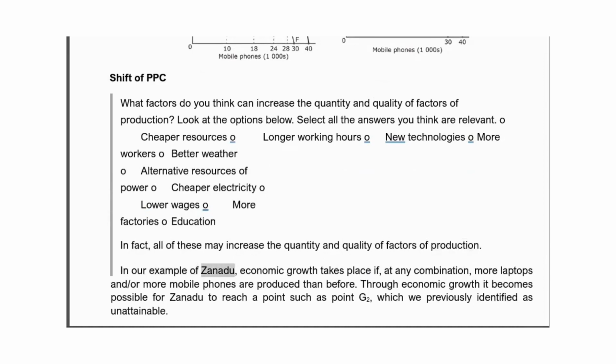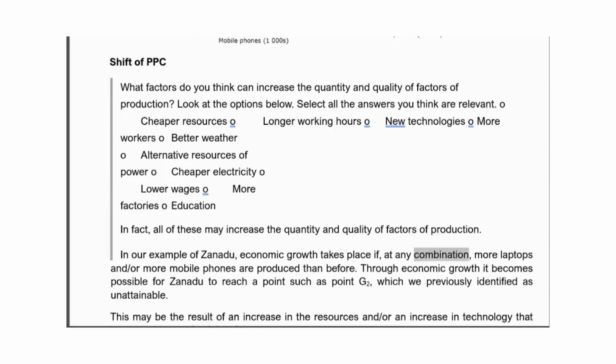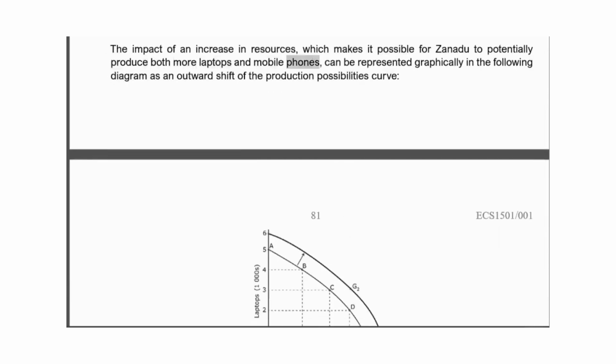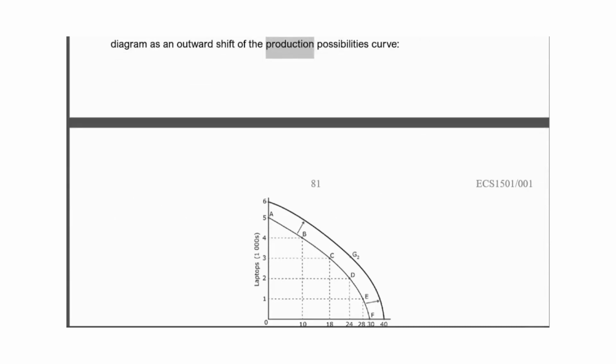In our example of Xanadu, economic growth takes place if, at any combination, more laptops and/or more mobile phones are produced than before. Through economic growth it becomes possible for Xanadu to reach a point such as point G2, which we previously identified as unattainable. This may be the result of an increase in the resources and/or an increase in technology that increases the productivity of the resources. The impact of an increase in resources, which makes it possible for Xanadu to potentially produce both more laptops and mobile phones, can be represented graphically in the following diagram as an outward shift of the production possibilities curve.